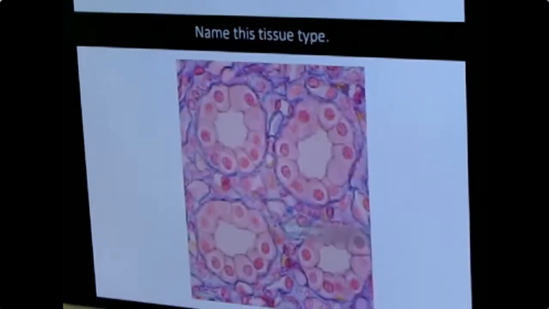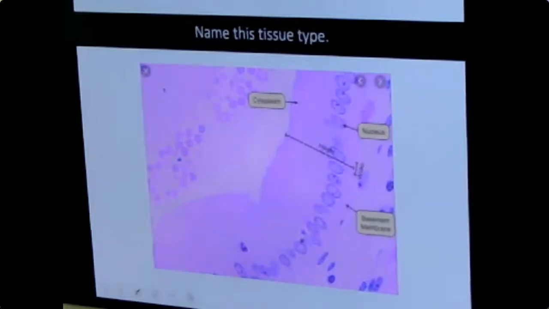So we're doing the quiz. Name this tissue type. And to be more specific, that really totally gives it away. There you go. Okay. Name this tissue type.